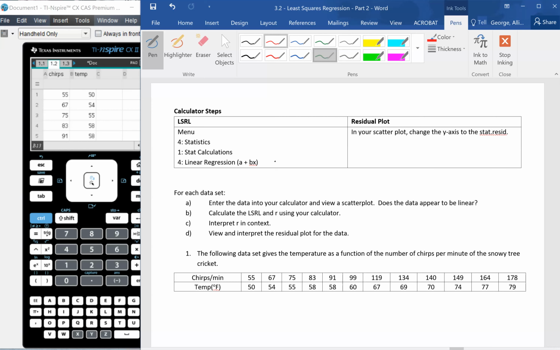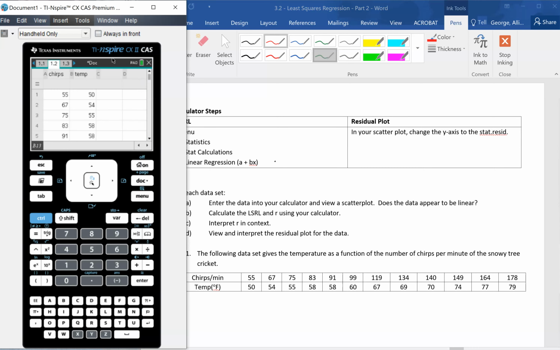All right, so I went ahead and put the data in. You really, really want to label your columns, especially if you're doing a bunch of these problems at once, because you're going to have a whole bunch of context going on in your calculator, otherwise you got to dump your memory basically on your calculator each time, or pick a new spreadsheet. So I would go ahead and label them. So I did chirps for A, and then temp is for my B.